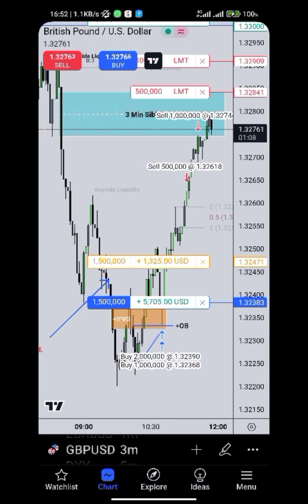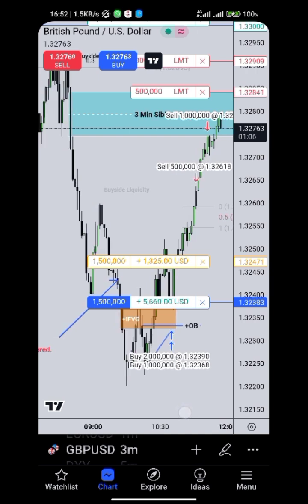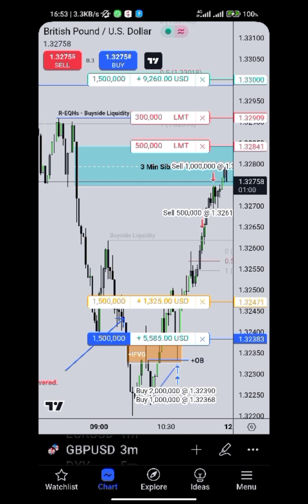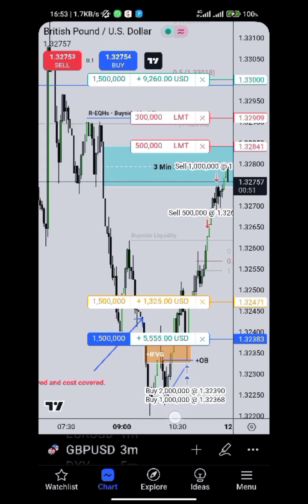Once candles begin to close above that, then we can get that 1.3284 as a partial gain.